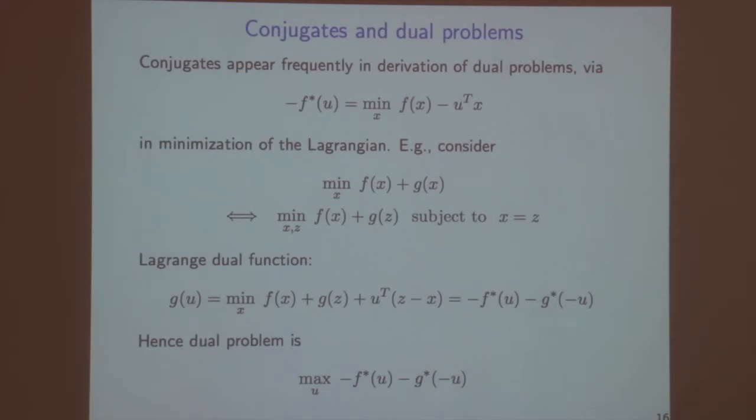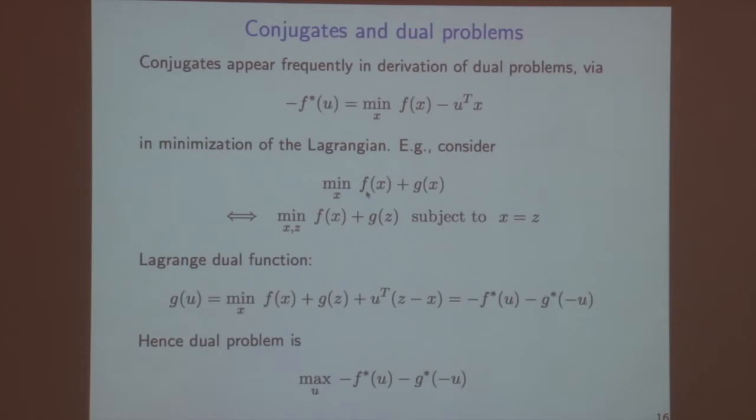So conjugates pop up all the time in the derivation of dual problems, because the negative conjugate of f is equal to the minimum over all x of f of x minus u transpose x. This is just given by taking the negative sign on each side of the equality that's defining conjugates. And this looks a lot like what we do in minimizing the Lagrangian, right? We have some part of the criterion function, and we subtract off the Lagrange multiplier times something, if that something's involved in the constraint. So here's an example.